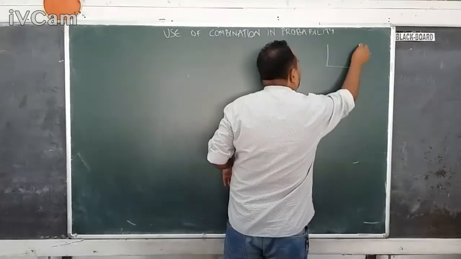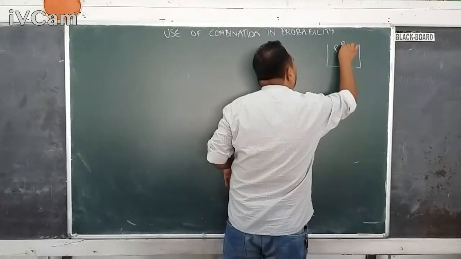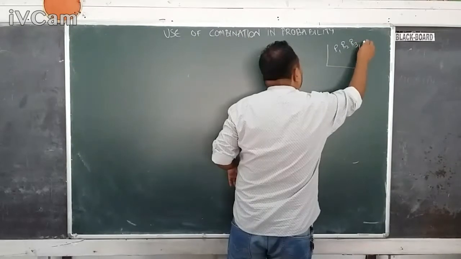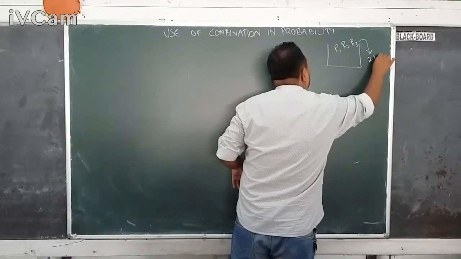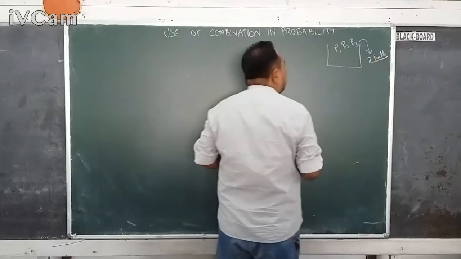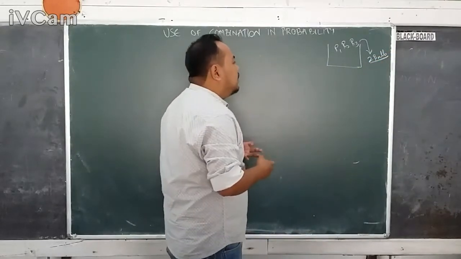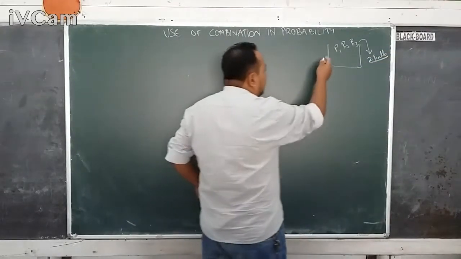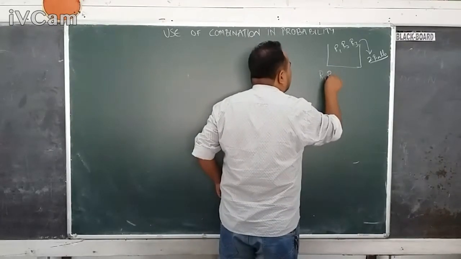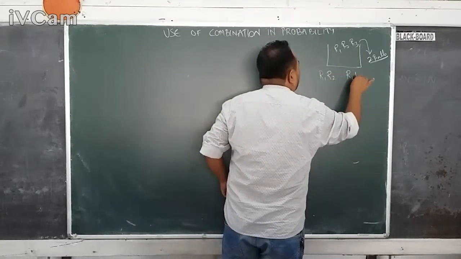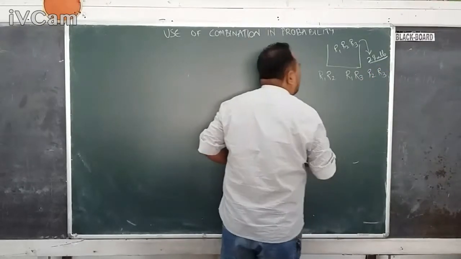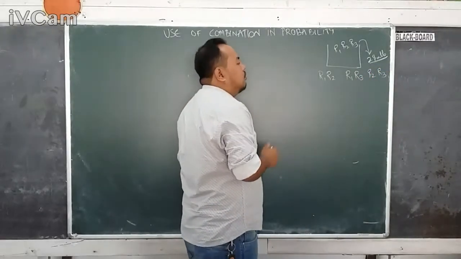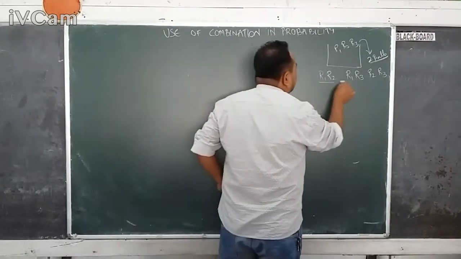So let us say there are three red balls, R1, R2 and R3. I have to take out two balls. So in how many ways can this be done? That means I have to make a group by taking two at a time. So all the possible cases will be what? R1, R2, R1, R3 and R2, R3. The order does not matter because we just need to take out two balls, isn't it? So we can get three cases.